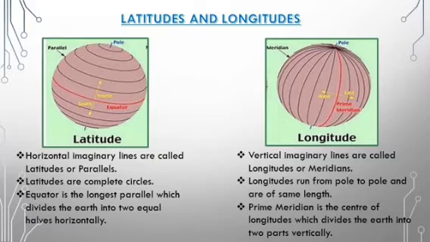Now, let us understand about longitudes. Vertical imaginary lines are called longitudes or meridians. Longitudes run from pole to pole and are of same length. Prime meridian is the center of the longitudes, which divides the earth into two parts vertically.